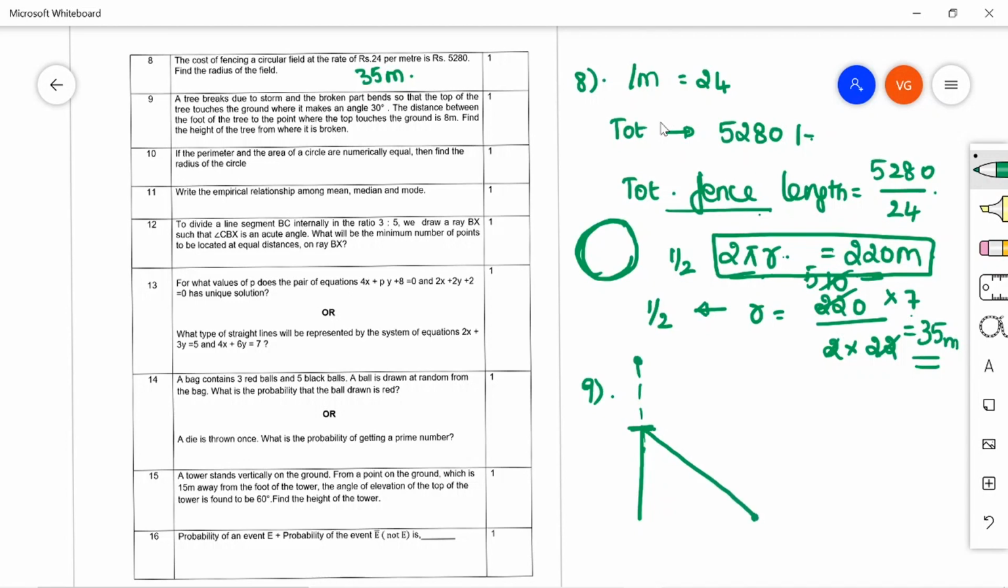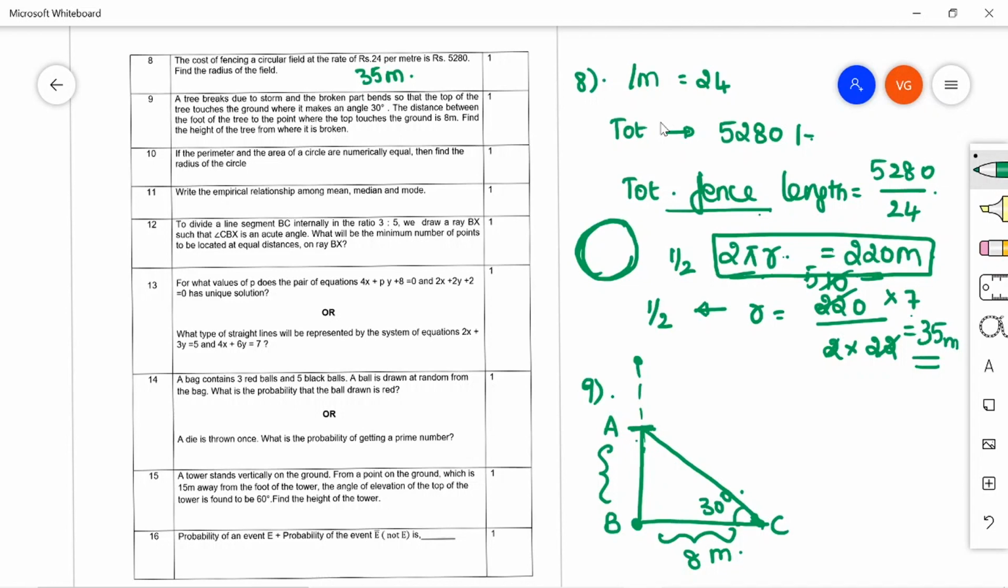The top is touching the floor and it is making an angle of 30 degrees. That is what they have given. And the distance between the foot of the tree and the point where the top touches the ground, that length you are given as 8 meter. Then find the height of the tree from where it is broken. Height of the tree from where it is broken means this part, right? This they are asking.